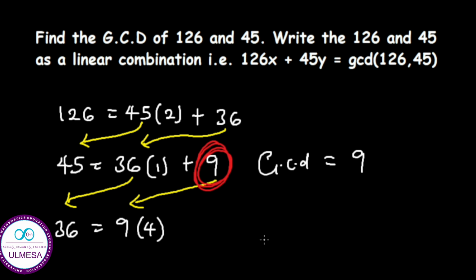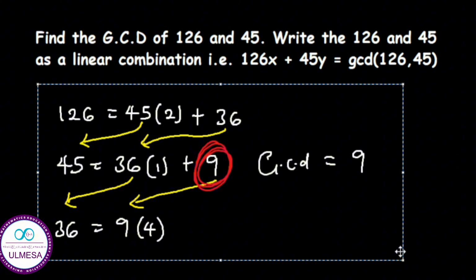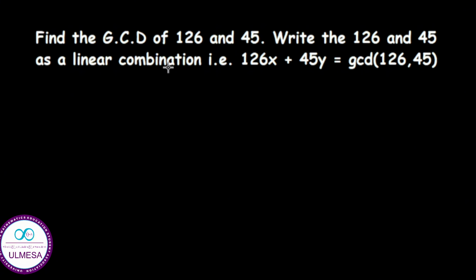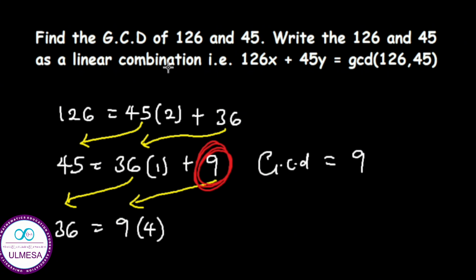But how can I make this a linear combination? Let me rub off the screen so you can know what we are talking about. Now that I've gotten my GCD to be 9, let me write it here. GCD is equal to 9. I already know my GCD, but I want to write it as a linear combination. How can I write this so that I will get the values of x and y? That's what I want to do.